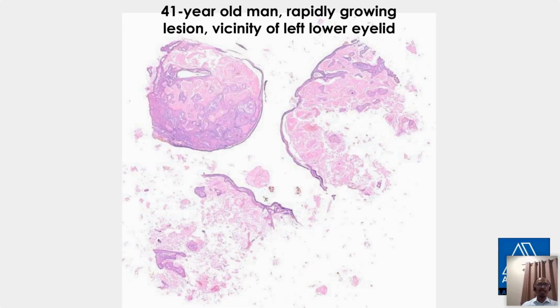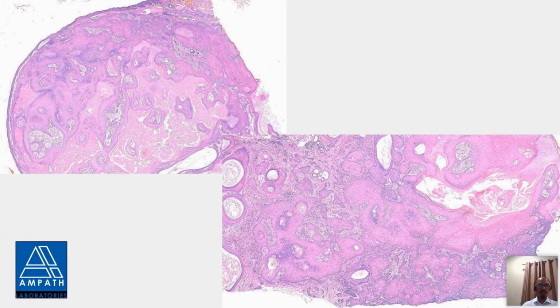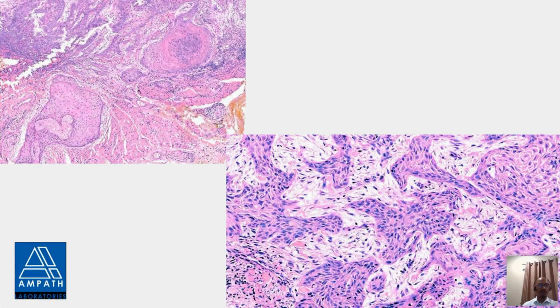Now, this particular case was a 41-year-old man who presented with a rapidly enlarging lesion in the vicinity of the eyelid. It was a consult from one of our colleagues. This is a clearly cystic lesion, and you can appreciate the lining epithelium at the periphery and a bit of circumscription. But what's unusual is that there are also quite proliferative lobules of squamous cells in both pictures here. And at high power magnification, there are areas where it's quite infiltrative, almost going into the underlying skeletal muscle here.